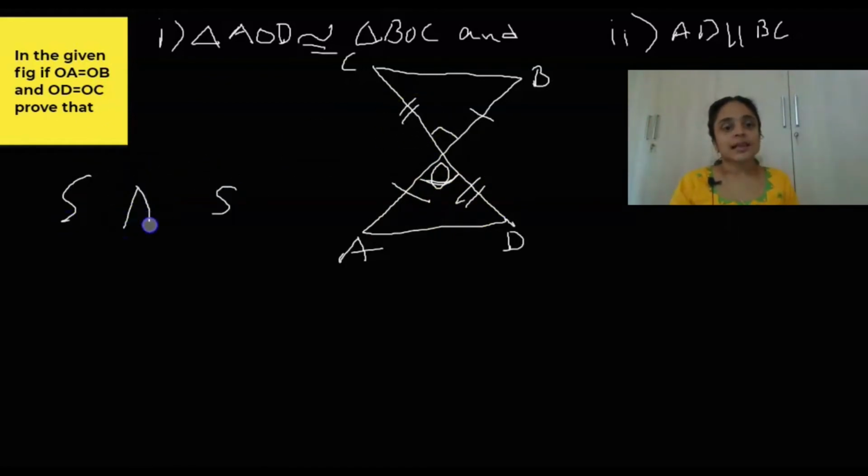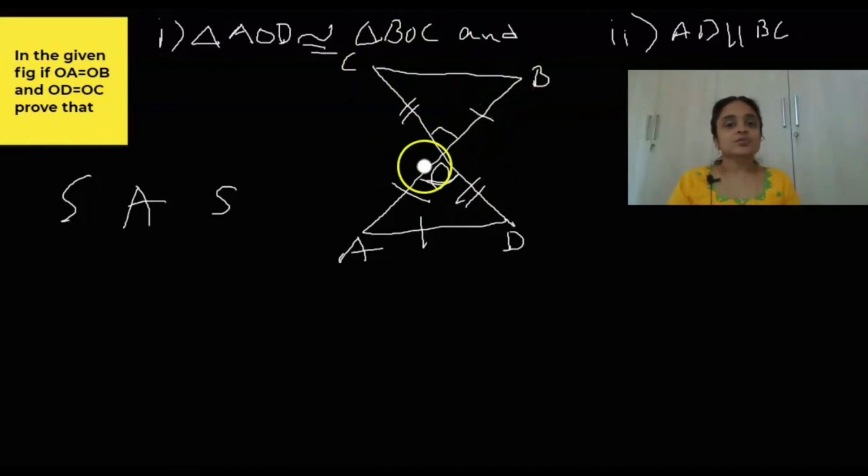So SAS congruence rule is satisfied, which means triangle AOD is congruent to triangle BOC. And next we have to prove that AD is parallel to BC. How will we prove that? Here we know that these two triangles are congruent.